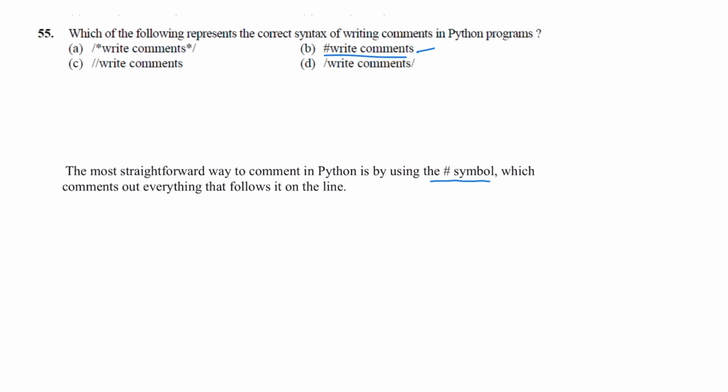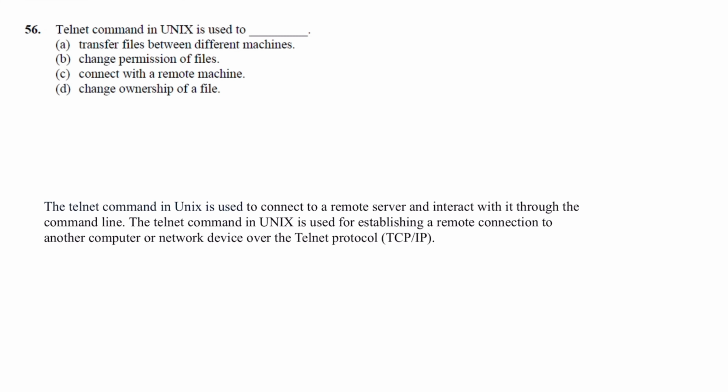Next question. Telnet command in Unix is used to connect to the remote machine. The telnet command in Unix is used to connect to a remote server and interact with it through the command line. It is used for establishing a remote connection to another computer or a network device over the telnet protocol.